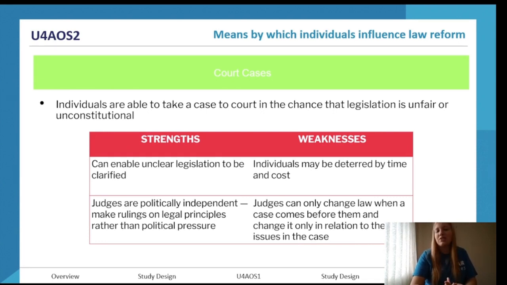They can clarify legislation that isn't clear and expand or restrict its scope of operation, and that can be in favor of the individual trying to influence law reform. Judges are, of course, politically independent, so they will make rulings on the law rather than under political pressure. Similarly, we need standing as a disadvantage, we need time and cost, and the judges will only be able to make any interpretation or change if the case comes before them.